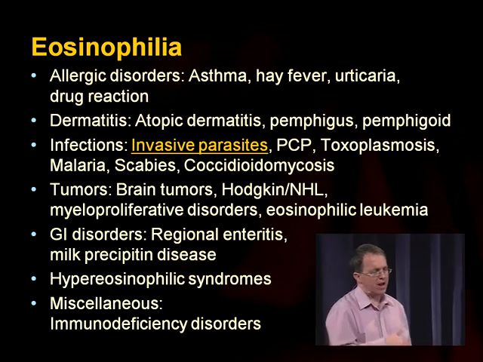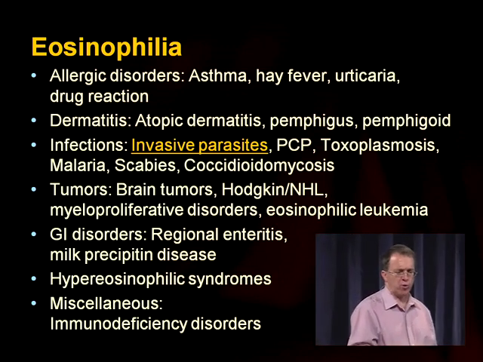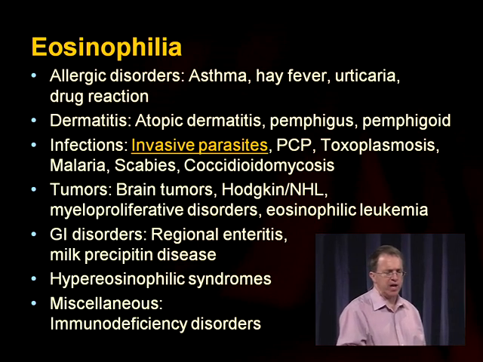Eosinophilia can happen to a minor degree in patients with asthma, hay fever, or other allergic reactions. It can happen in kids who have atopic dermatitis, who have pemphigus and pemphigoid, and those things I barely remember. But they will typically have mild eosinophilia. If you ever see a profound eosinophilia, it's going to be invasive parasites until you sort out otherwise.